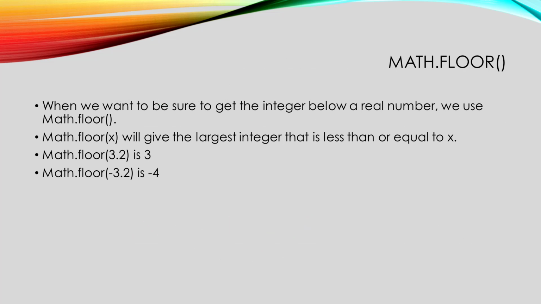Java gives us another function that helps here, math.floor. It takes a real number and gives you back the largest integer below that number. Math.floor of 3.2 will give you 3, while math.floor of -3.2 will give you -4. Essentially, it's making sure we always go the same direction on the number line.